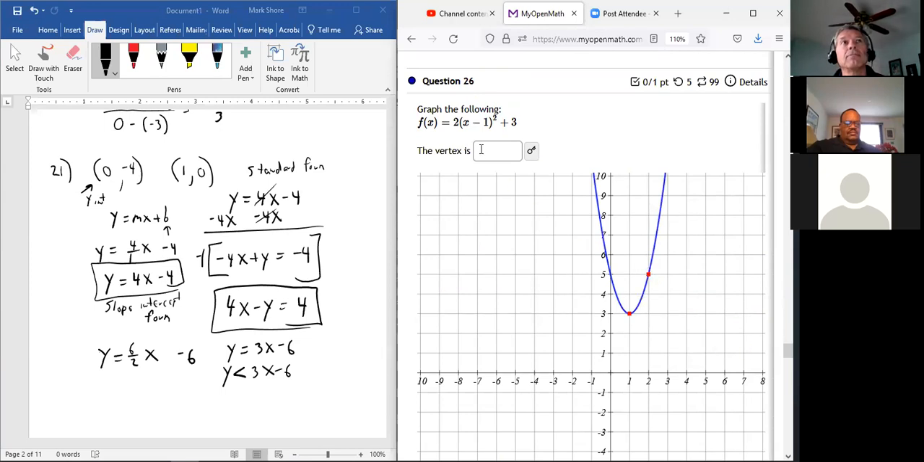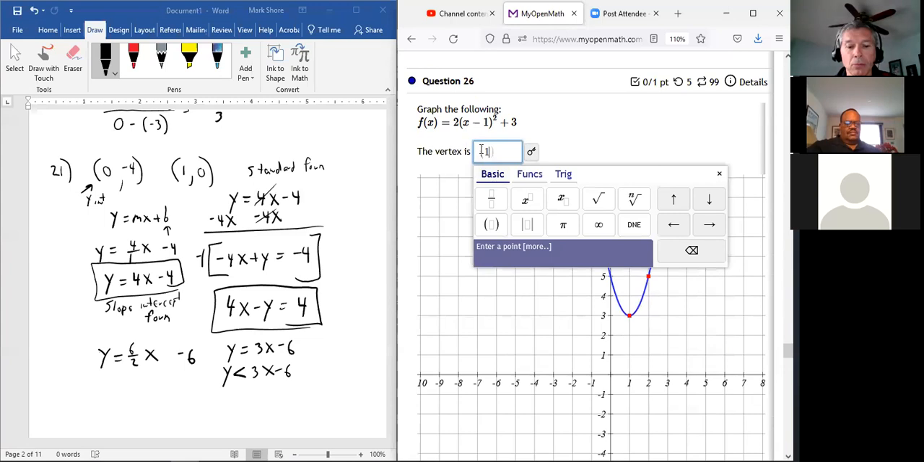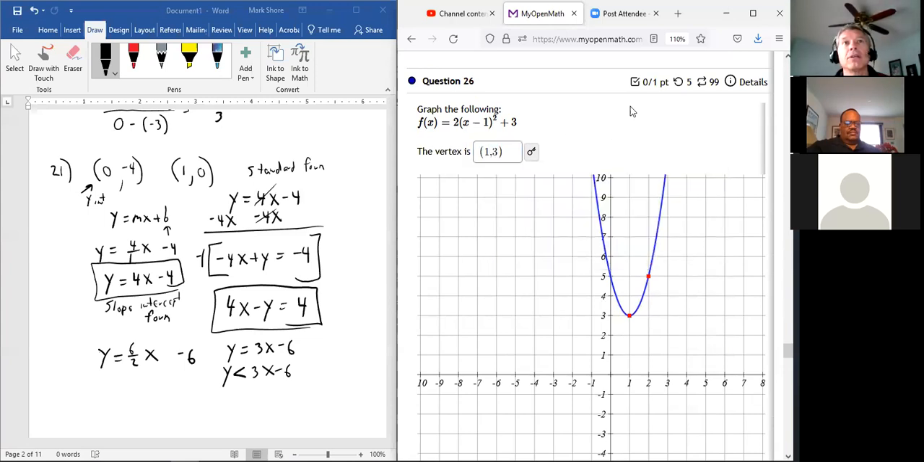And the vertex point, we'll put it in this time, is at 1, 3. That's the location that we found that is the turnaround point on the parabola. So let's go ahead and submit that.